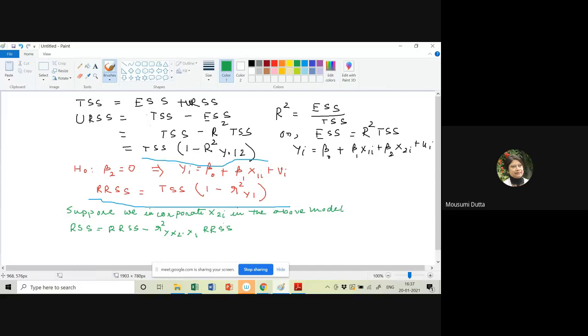RSS of the new model: RRSS minus the portion of RRSS that will be explained. So it will be RRSS minus R square Y x2 dot x1 times RRSS. In other words, RRSS is TSS times 1 minus R square Y1, and you can take RRSS common.